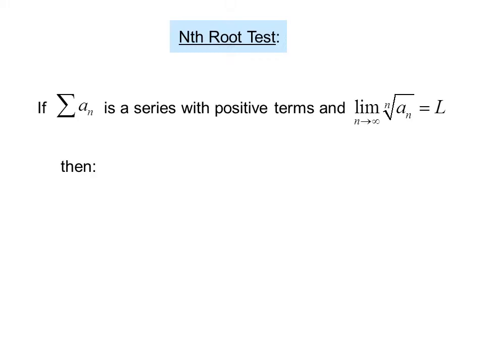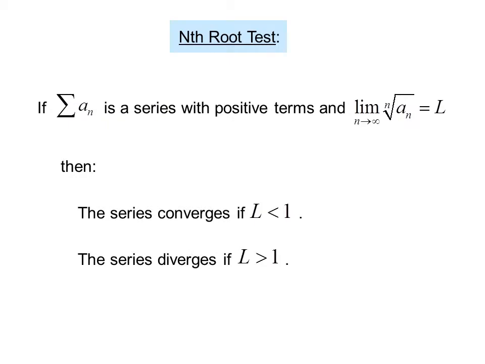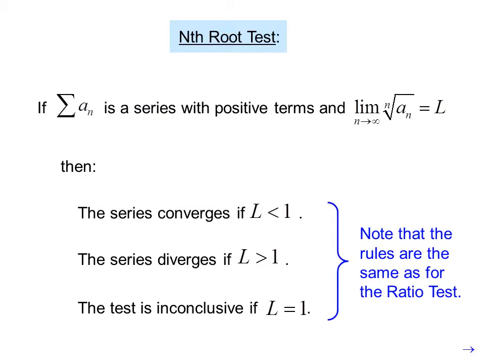The nth root test. If the summation of a sub n is a series with positive terms and the limit as n approaches infinity of the nth root of a sub n equals L, then the series converges if L is less than 1. The series diverges if L is greater than 1. And the test is inconclusive if L is equal to 1. Note that the rules are the same as for the ratio test.